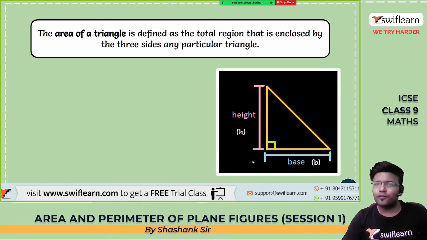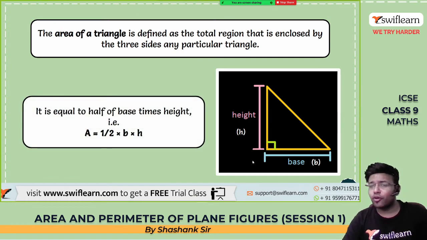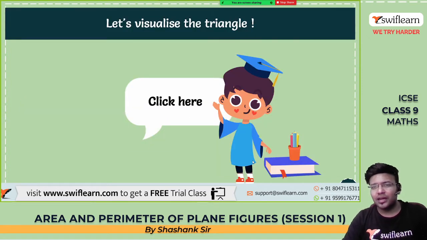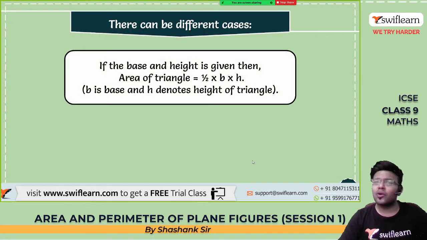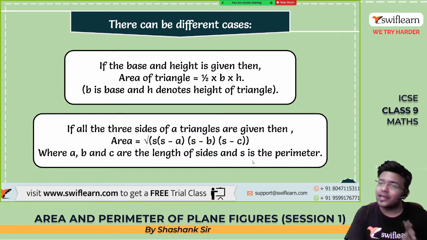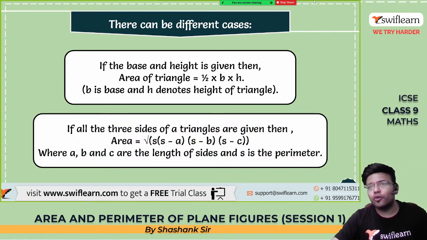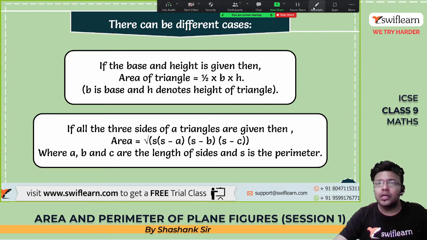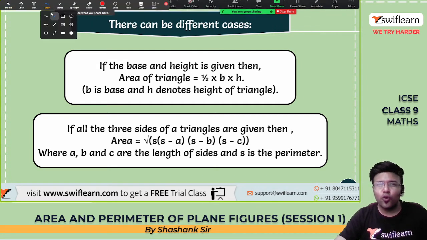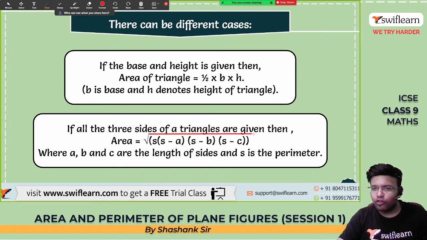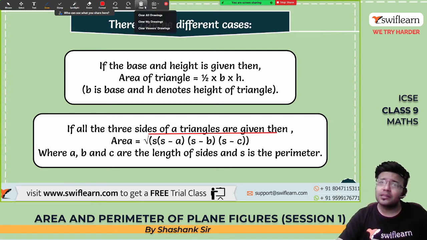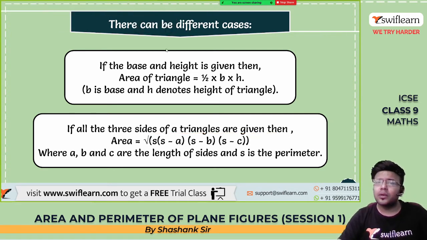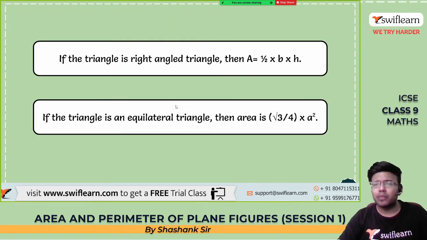Now, do you have any idea about the area of the triangle? The area of the triangle can be found using the formula half times base times height. Okay, now what if base and height are not given? If all the three sides of the triangle are given, we need to use the formula: area is equal to the square root of s(s minus a)(s minus b)(s minus c), where s is known as the semi-perimeter. Adding all the three sides of a triangle and dividing by 2, you get the semi-perimeter.